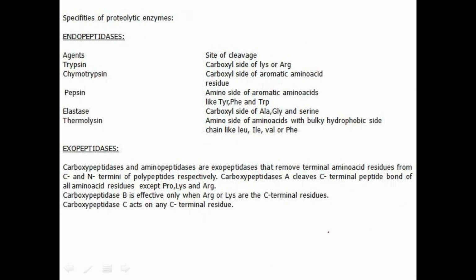And what are the enzymes we are using for hydrolyzing the peptides? What are the different enzymes?